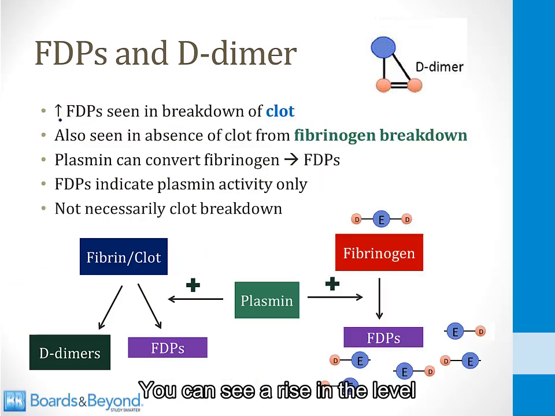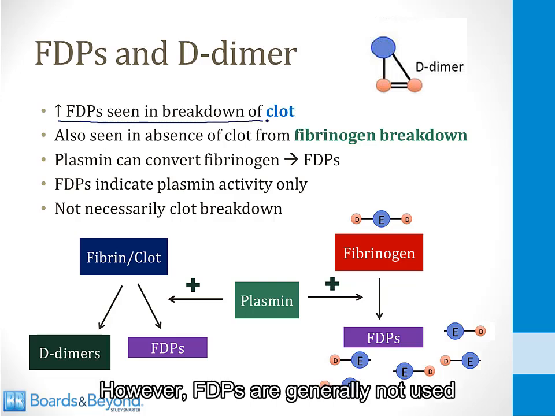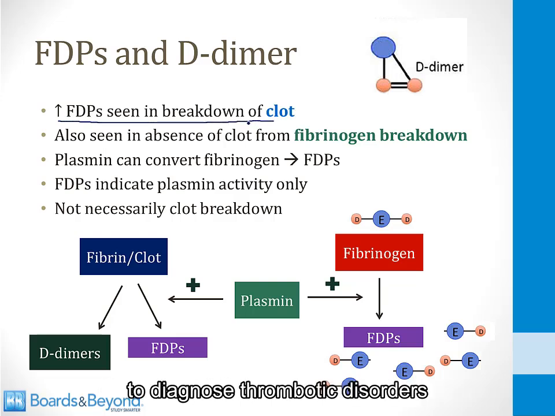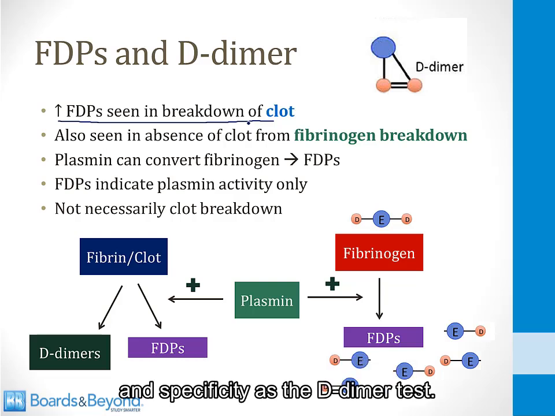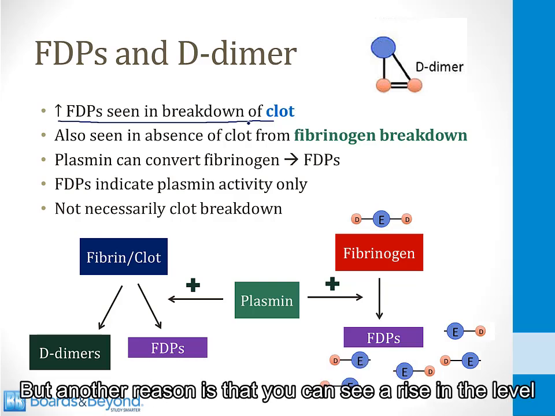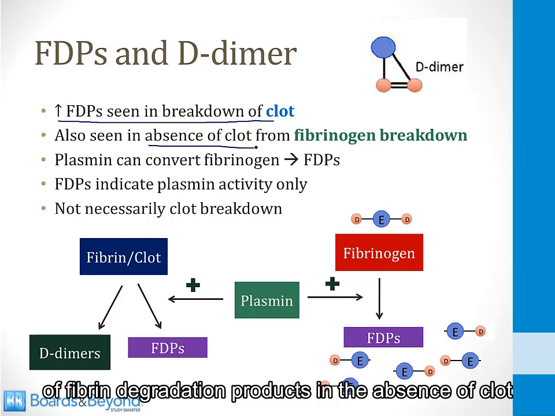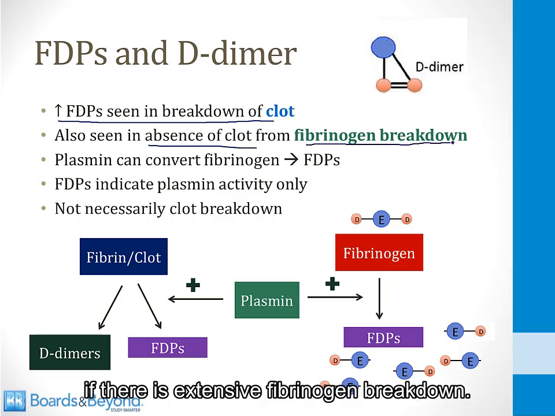You can see a rise in the level of fibrin degradation products in the setting of breakdown of clot. However, FDPs are generally not used to diagnose thrombotic disorders like DVTs or pulmonary emboli. Partly this is because FDPs do not have the same sensitivity and specificity as the D-dimer test, but another reason is that you can see a rise in the level of fibrin degradation products in the absence of clot if there is extensive fibrinogen breakdown.